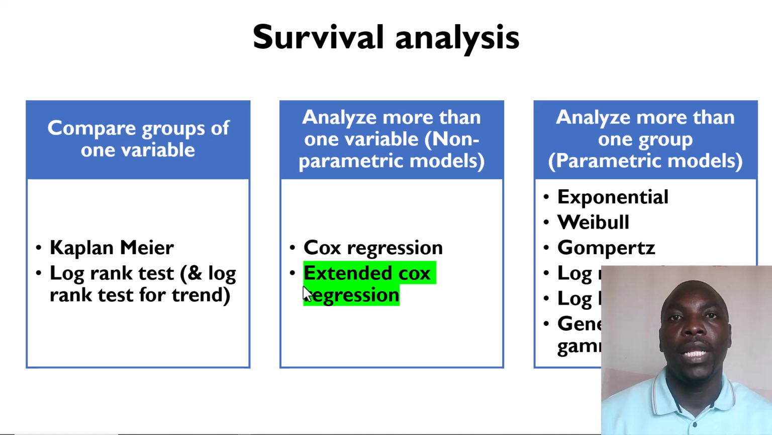So this is the last video in a series of episodes that we've been making about Cox regression. So next we are going to look at extended Cox regression, which is the right model to use if there is violation of the PH assumption. It allows you to accommodate the time varying covariates.